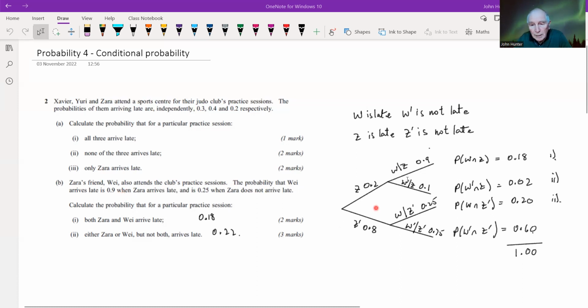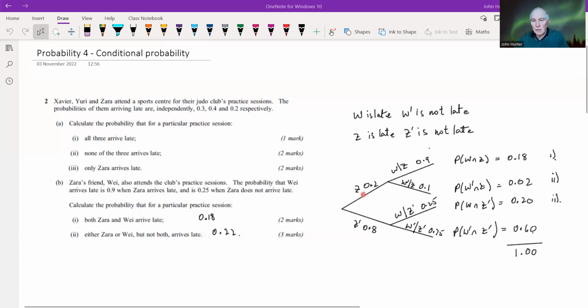So that's 0.9. And the probability that Wee is not late given that Zara is late is 0.1. These two therefore add up to 1. And then when Zara is not late, the probability that Wee is late, even if Zara's on time, is 0.25, and the complement of that, Wee not late given that Zara is not late, is 0.75.